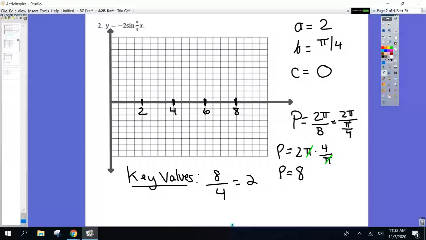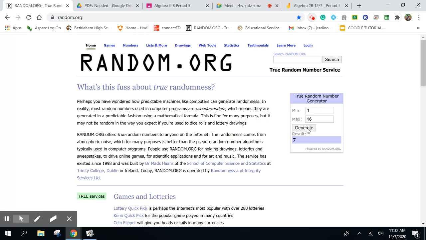What about your y-axis now? Somebody, what about my y-axis? Dan, what's my y-axis going to go up and down to?